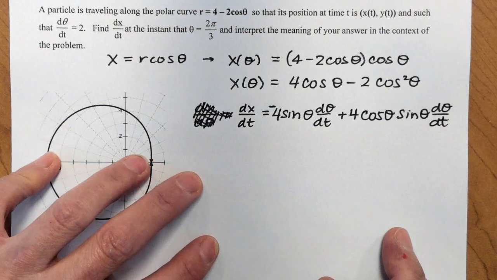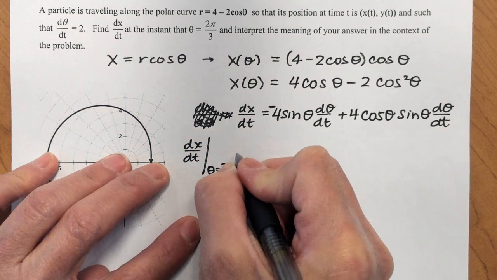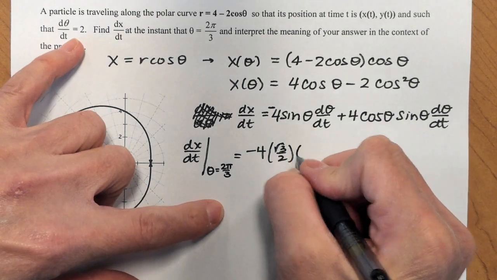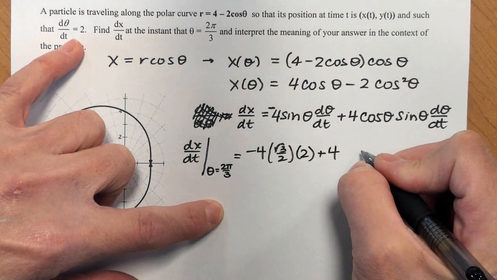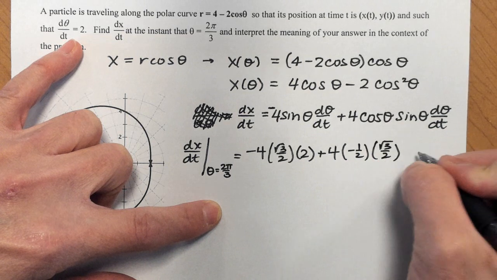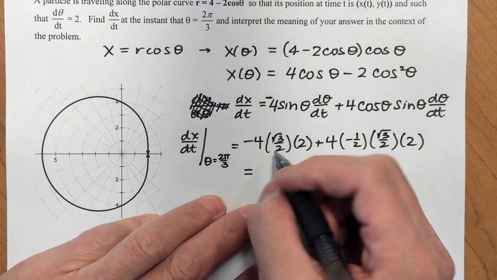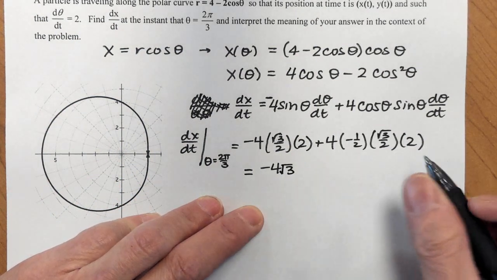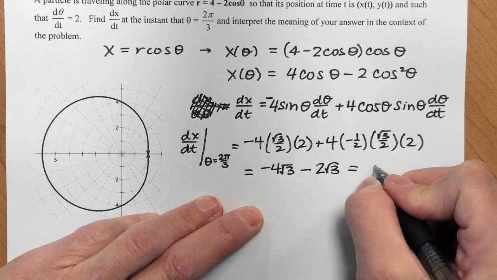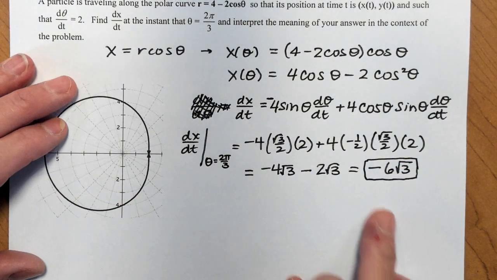Okay. So now we're going to find dx dt when theta is 2 pi over 3. So that's going to be negative 4 times the sine of 2 pi over 3, which is root 3 over 2, times d theta dt, which is 2, given in the problem, plus 4 times the cosine of 2 pi over 3, which is negative 1/2, times the sine of 2 pi over 3, which is root 3 over 2, times d theta dt, which is 2. So that is going to give me negative 4 root 3, and then minus 2 root 3, giving me negative 6 root 3. So we have that dx dt is negative 6 root 3.